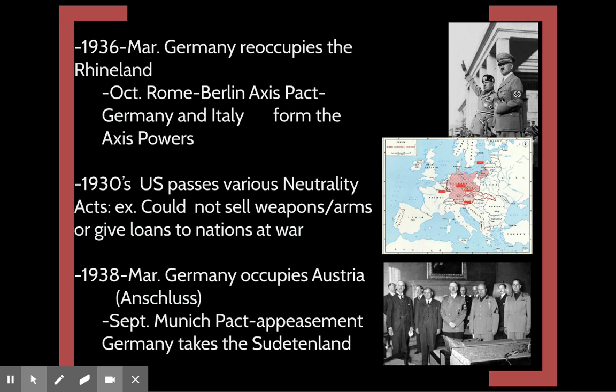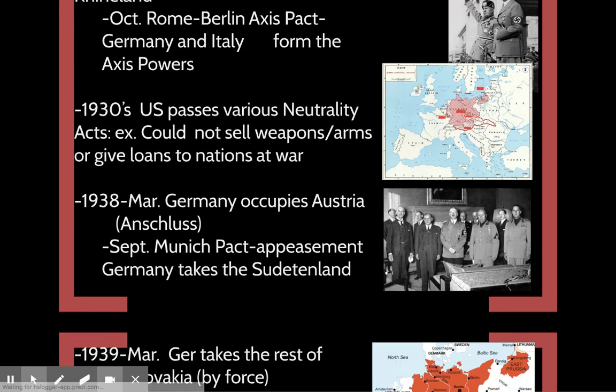And again, you have to keep in mind that Great Britain, France, the United States, basically the whole world is having their own issues with this economic depression. They do not want to go to war. World War I is still fresh in their memories. It was bad. They do not want to go to war, okay?